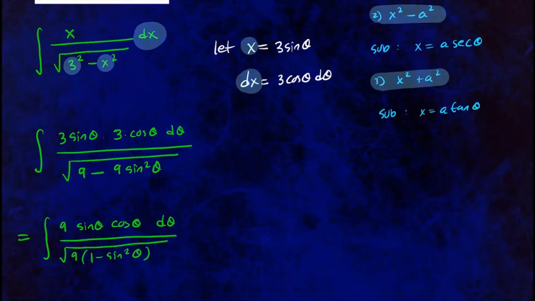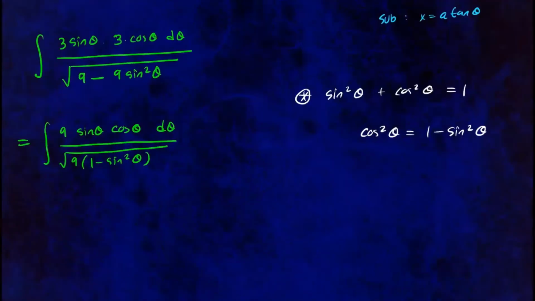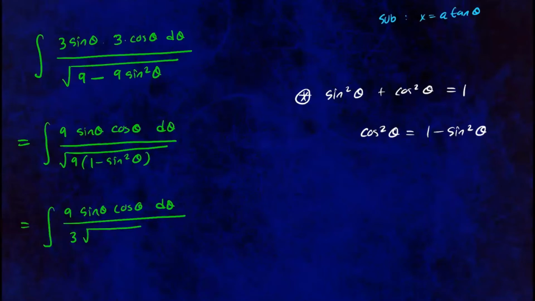Now, here is something useful to remember. We know the identity sine squared theta plus cosine squared theta is 1. So I see this form in that identity. If I simply solve for cosine squared theta, I get 1 minus sine squared theta. That's what I'm going to replace right in here. So check this out. My integrand becomes the integral of 9 sine theta cosine theta d theta all over the square root of 9, I can simplify that to be a 3. And then we have the square root of cosine squared theta.